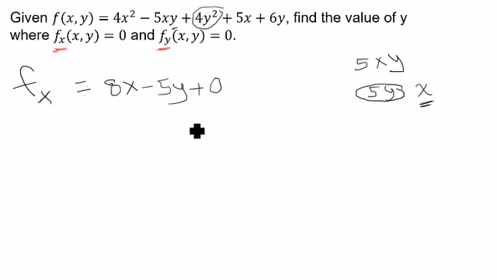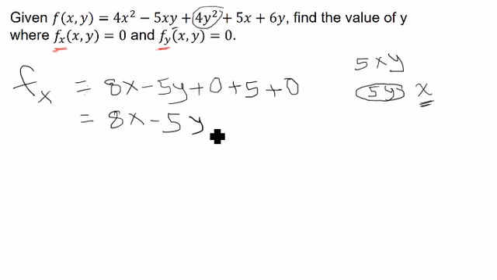All right, and then plus 5x is the term containing x, so that's going to be just 5. And 6y is a term not containing x, so it's a constant in terms of x. That's why its derivative with respect to x is going to be 0. So let me simplify this and rewrite this as 8x minus 5y plus 5.